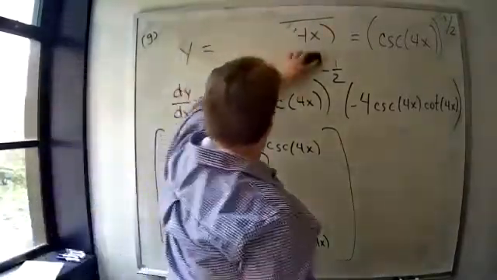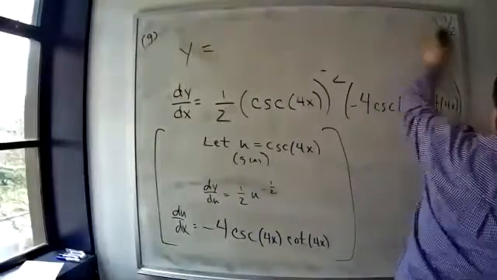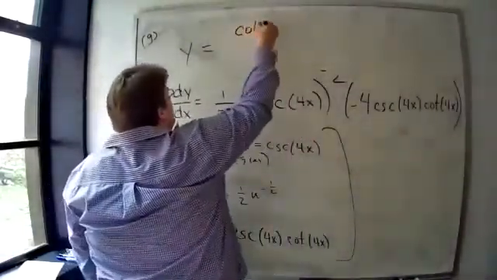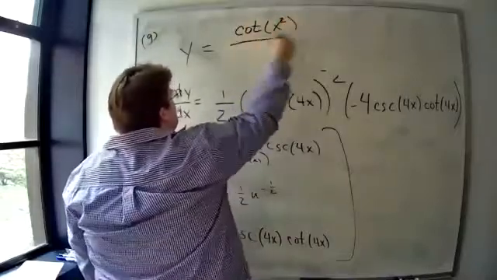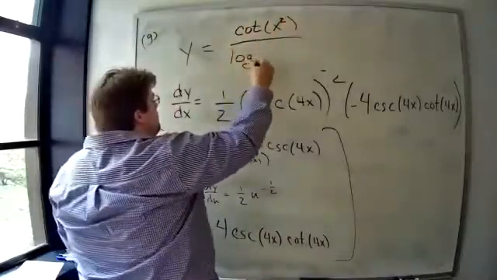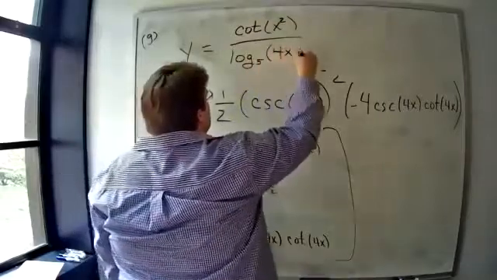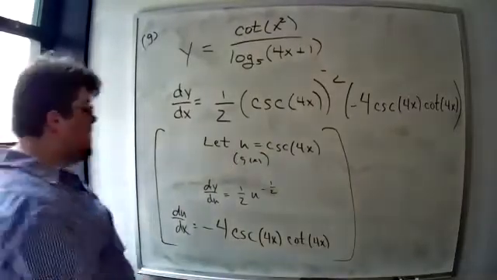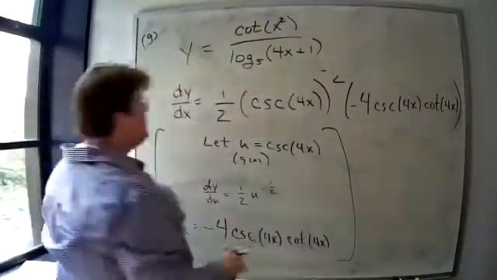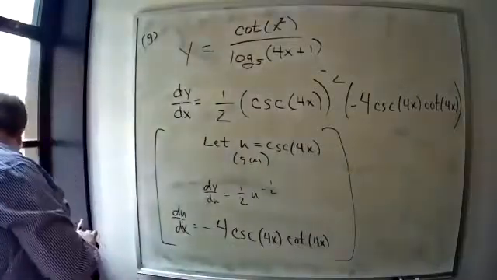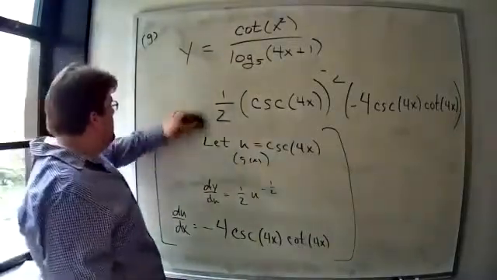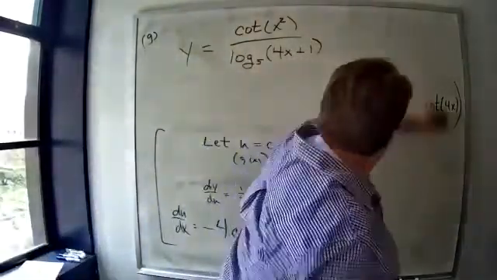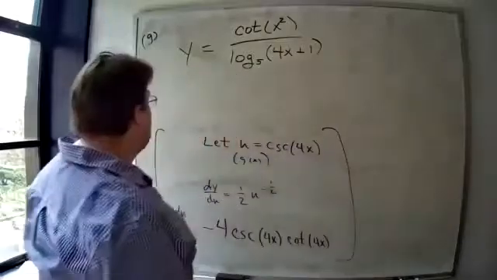Part G. We have cotangent of x squared over log of 4x plus 1 with base 5. So here we have a logarithm with base 5. We saw in part B how to do the derivative of a natural logarithm, but here we have a different base. So how do we do this derivative?